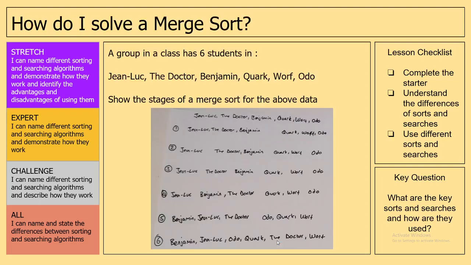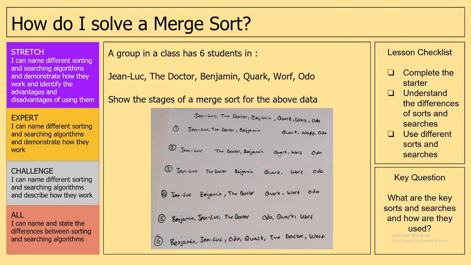So, here's an example. A group has got 6 students in it: Jean-Luc, Dr. Benjamin, Quark, Worf and Odo. Show the stages of a merge sort. We can see this is how the information begins up here, 6 names all together. We split it in half. We cut it in 2 here, so we've got the Dr. and Benjamin together, Quark and Worf.